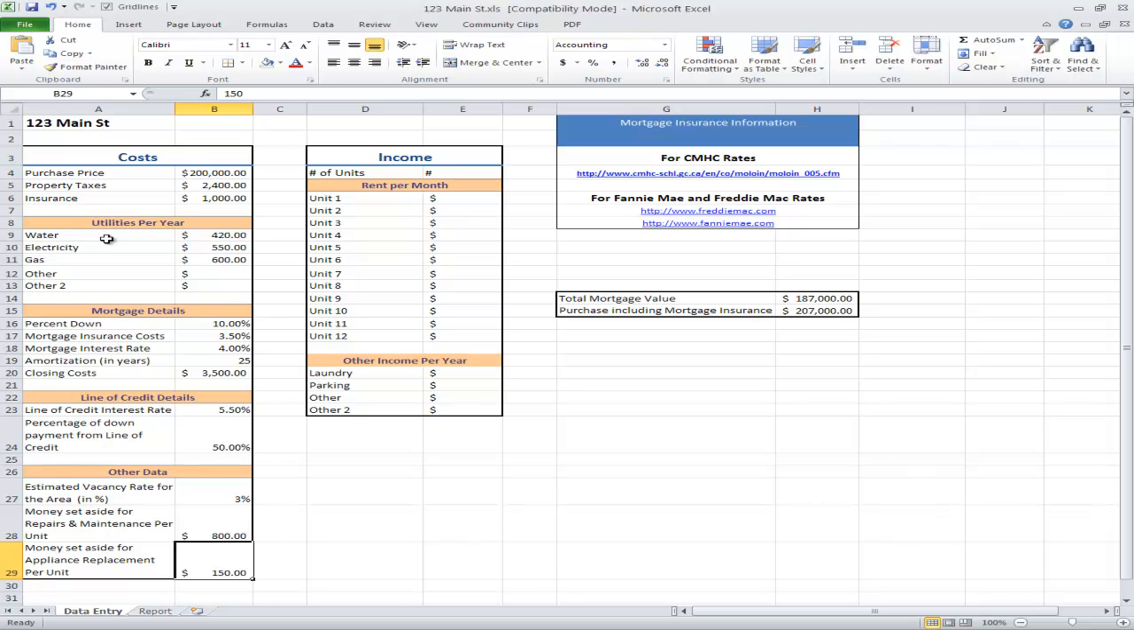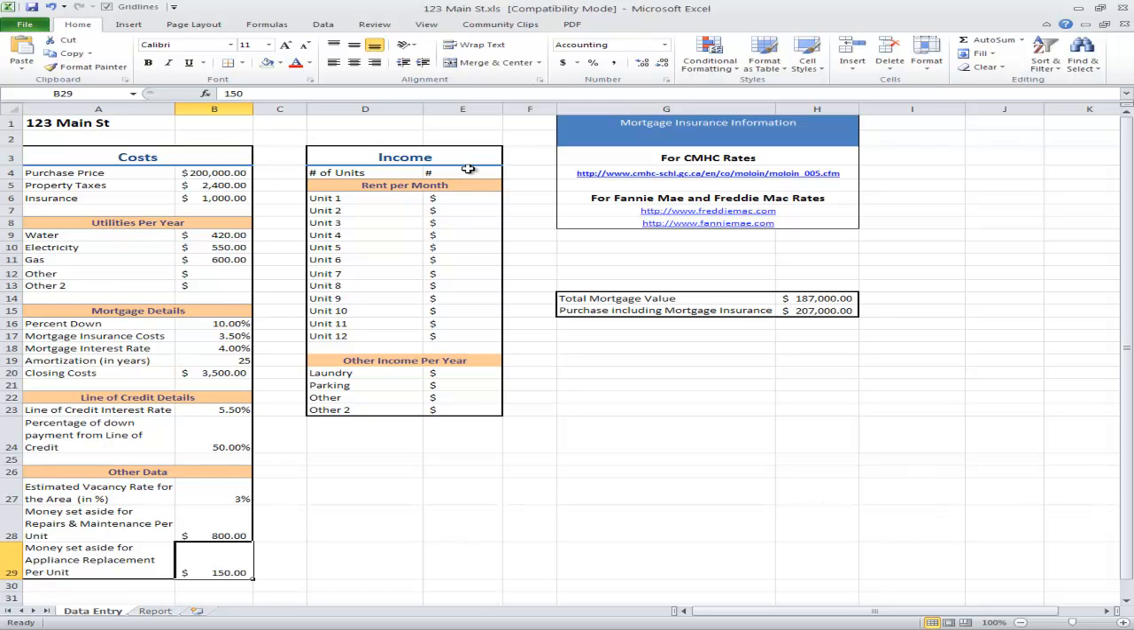The other one we've put in here is the money set aside for appliance replacements. Set aside a small amount of money so that when the fridge dies or the stove dies or the washer and dryer, if they're included in the unit, you have some money in a fund that you can go and replace this equipment with. So those are your costs.